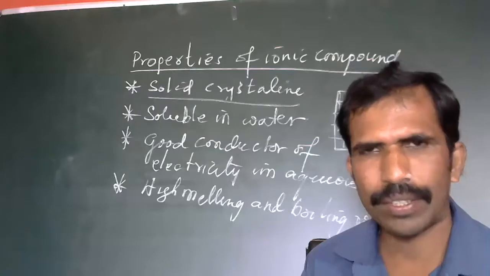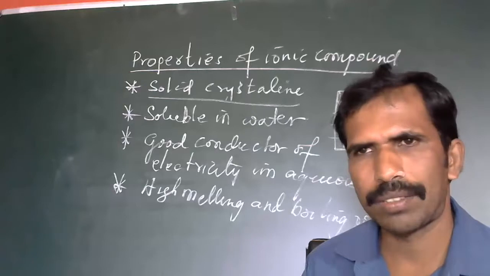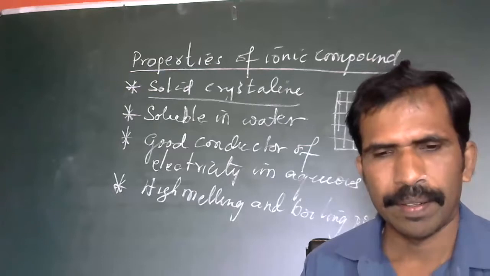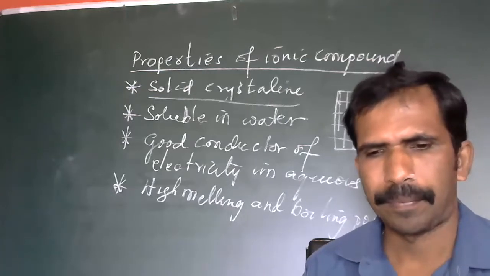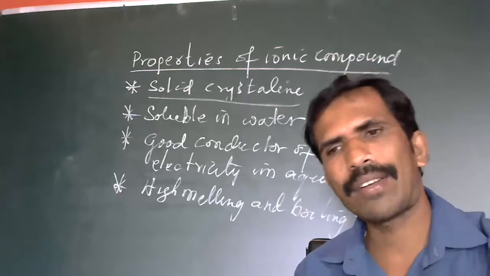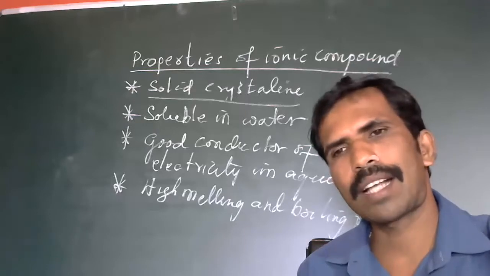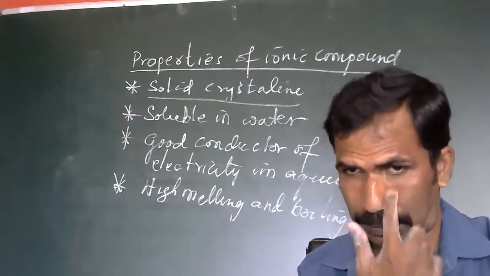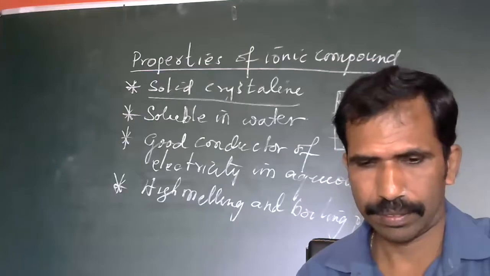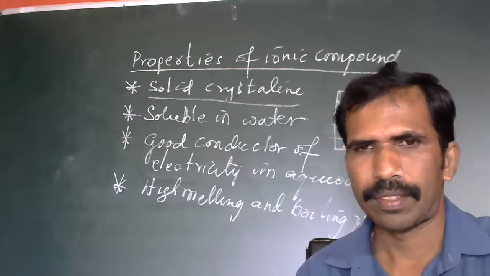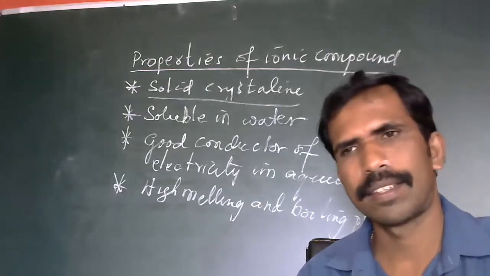If you have any doubt, you can message me now in the chat section so that I can answer you. So these are called ionic or electrovalent compounds. Ionic compounds are also called electrovalent compounds. So go through the textbook and read the lesson.